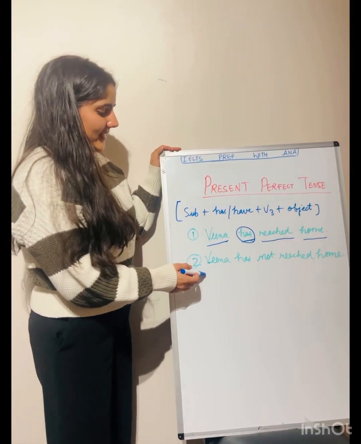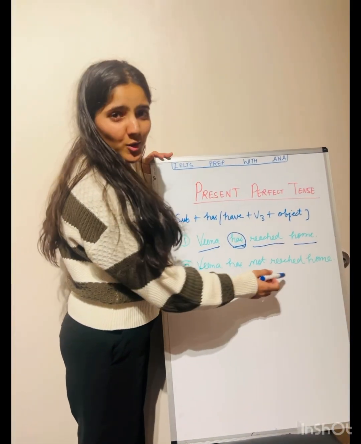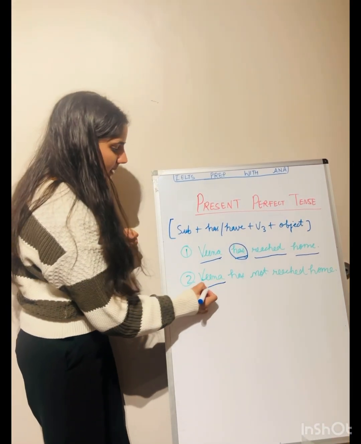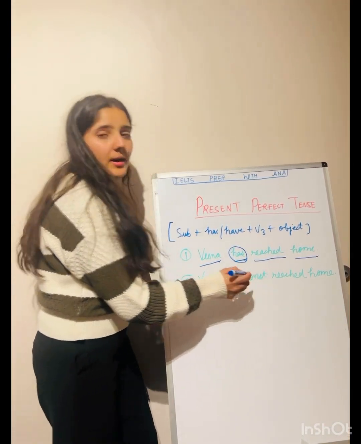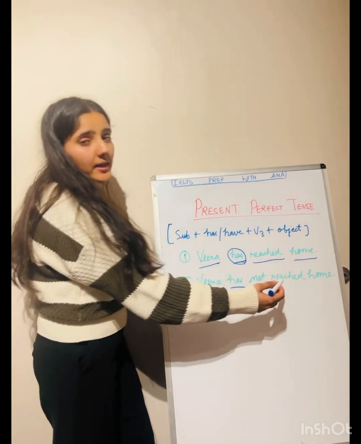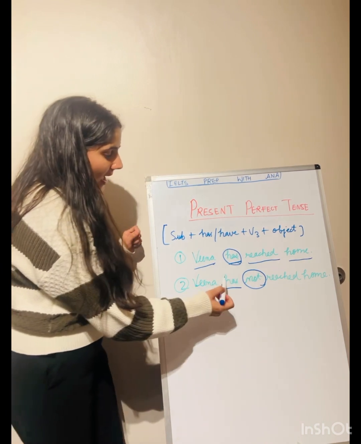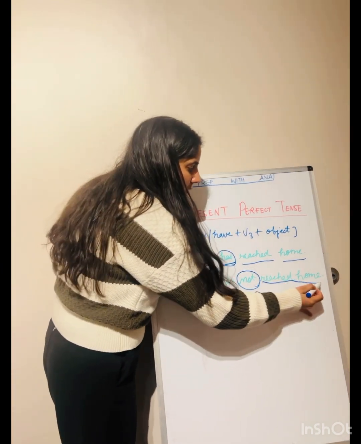The second sentence is Veena has not reached home. So Veena is the subject, then has, and then because this is a negative sentence, we use not. Veena has not reached home.